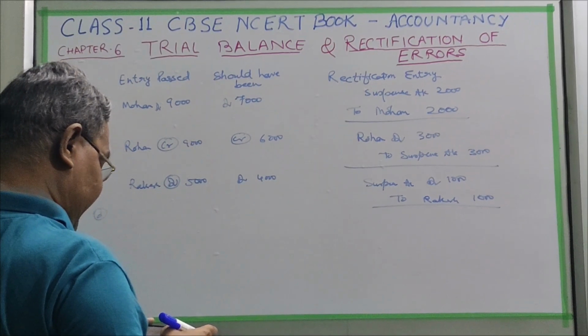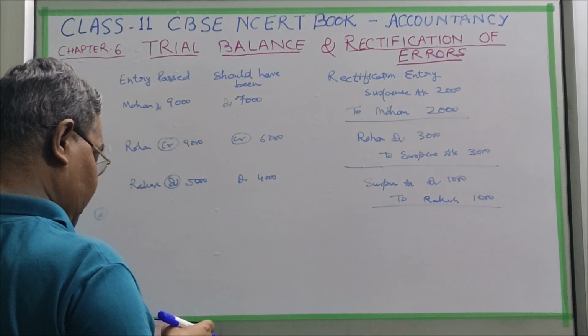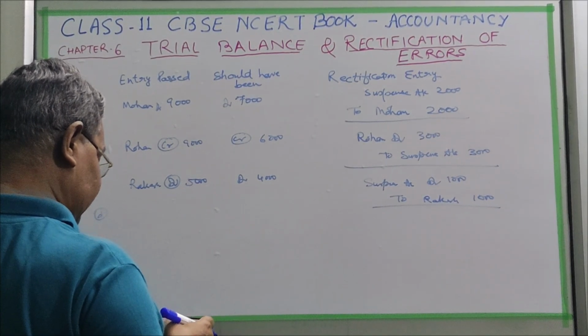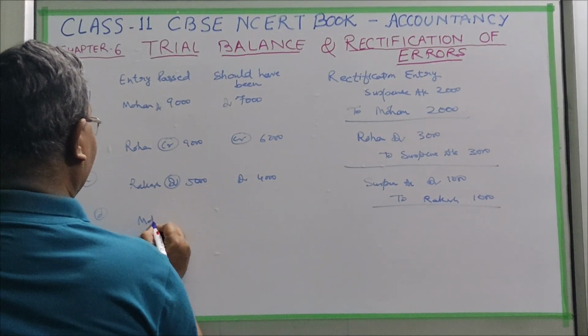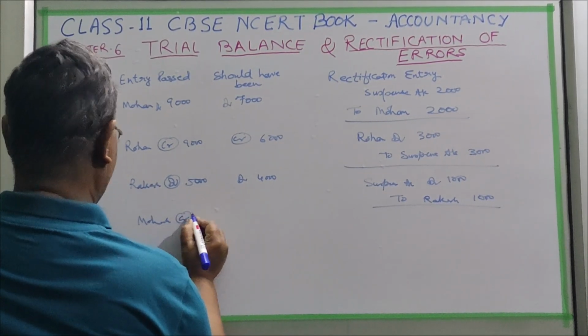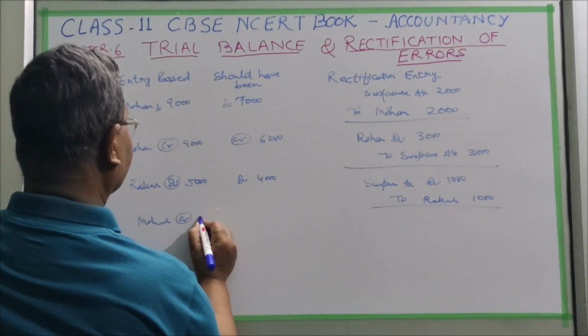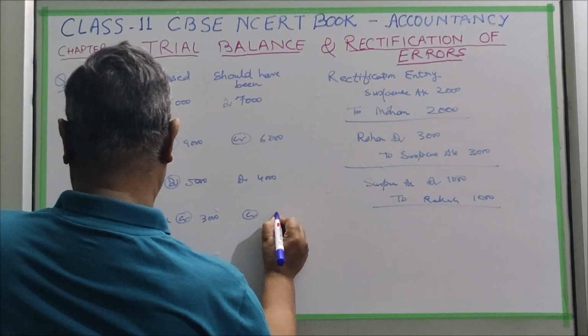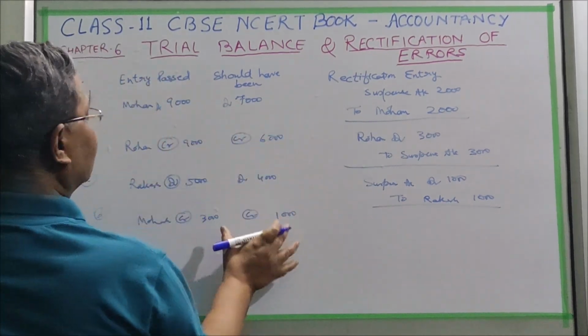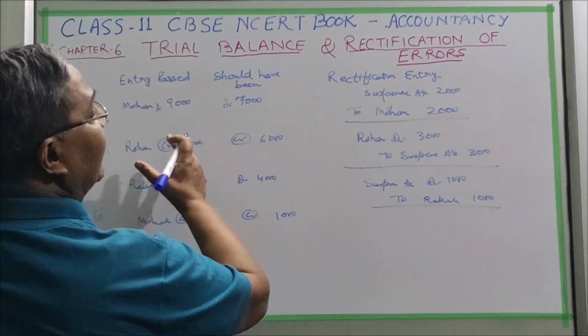Likewise D, what you have done? Goods returned from Mahesh 1,000 were posted as 3,000. Goods returned from Mahesh. So you have created Mahesh with 3,000. You should have created by how much? By 1,000.